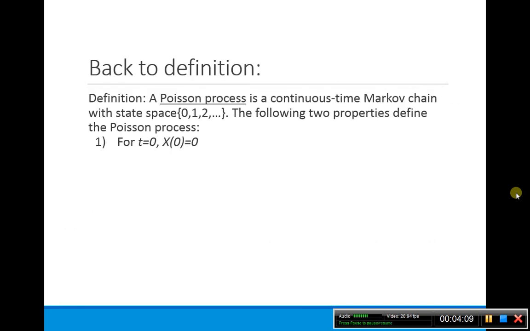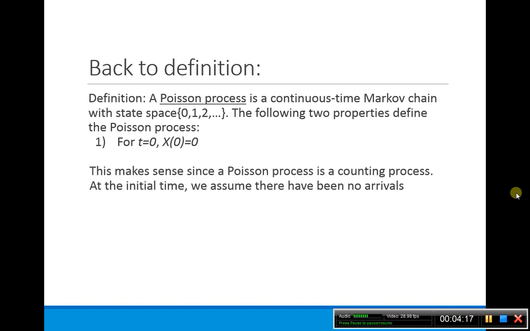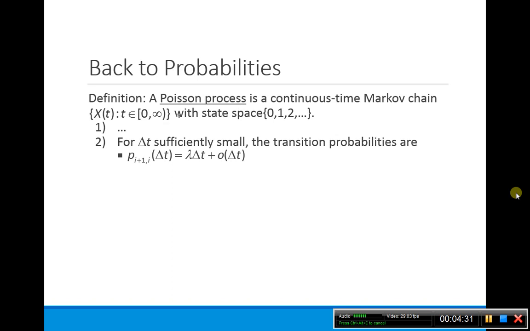Okay, so now if we go back to the definition of Poisson process, it might make a little bit more sense. And so the first property was that at t equals 0, X of 0 had to equal 0, which makes sense if this is a counting process because at initial time we're assuming that there have been no arrivals. So it makes sense that X of 0 has to be 0. You're assuming you start at time t equals 0 and that you have no arrivals to begin with.